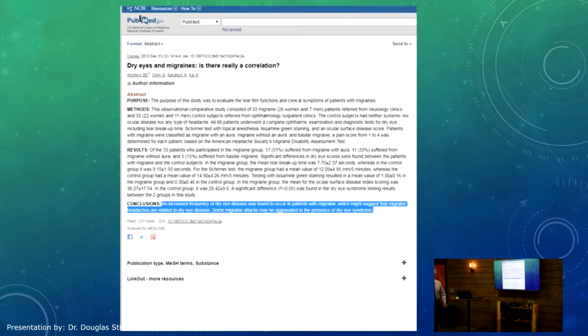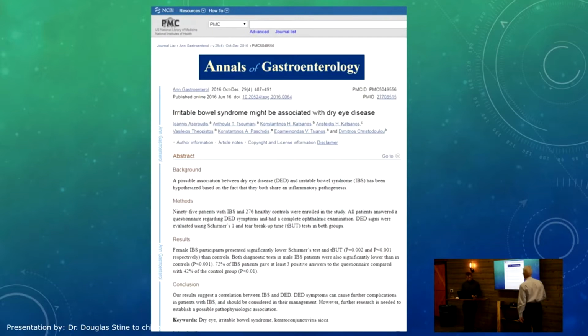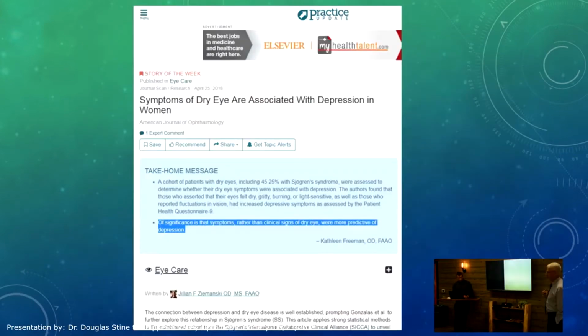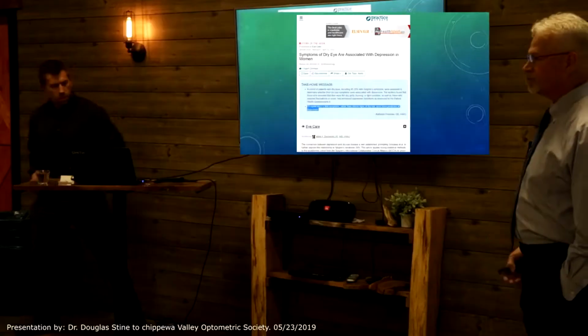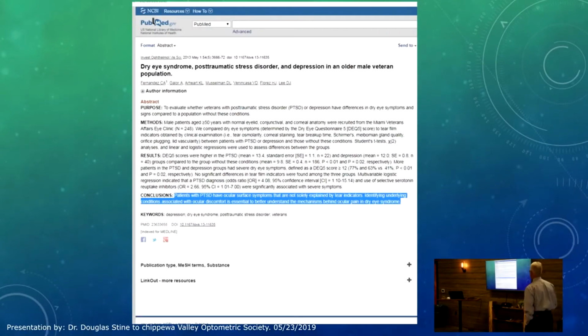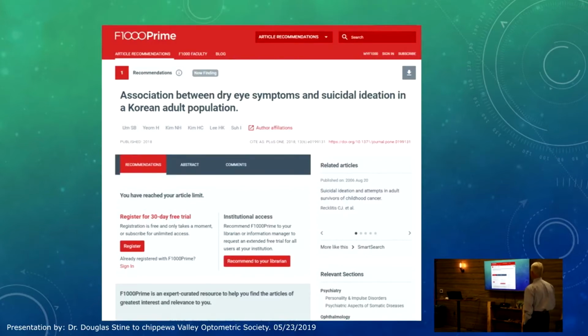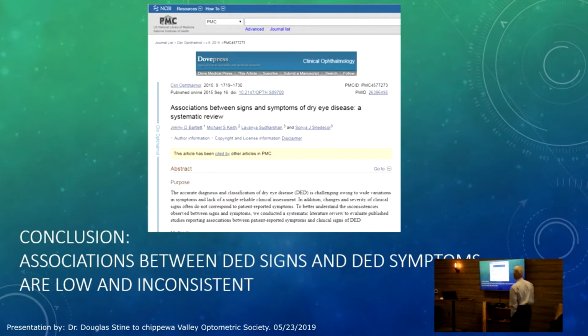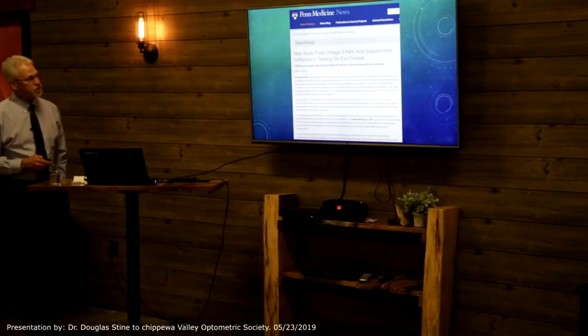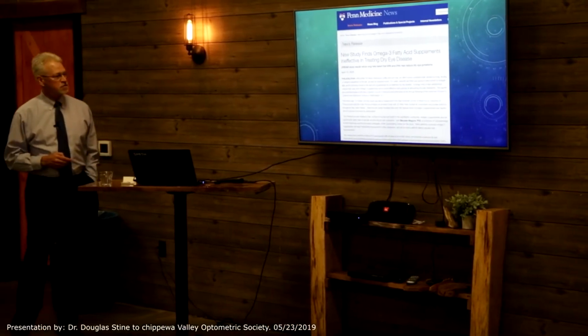Dry eyes and migraines, is there a correlation? Irritable bowel syndrome and dry eyes, how does that work? Eye pain and dry eye in patients with fibromyalgia, symptoms of dry eye and depression, an unbelievable number of other painful situations that go on in people's bodies. Dry eye, post-traumatic stress disorder and depression, dry eye and suicidal ideation. Here's an optometrist, this is Jimmy Bartlett. Conclusion of this article, this was 2015: associations between dry eye signs and dry eye disease symptoms are low and inconsistent. New study finds omega-3 fatty acids ineffective in treating dry eye disease.